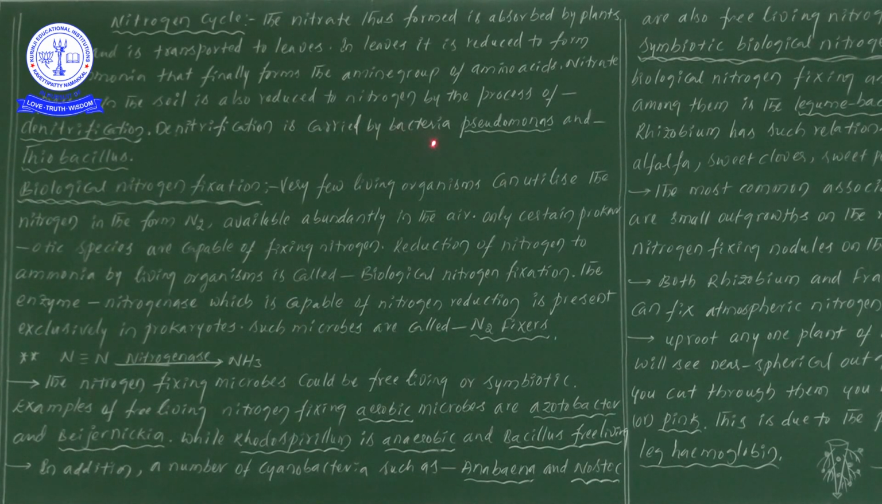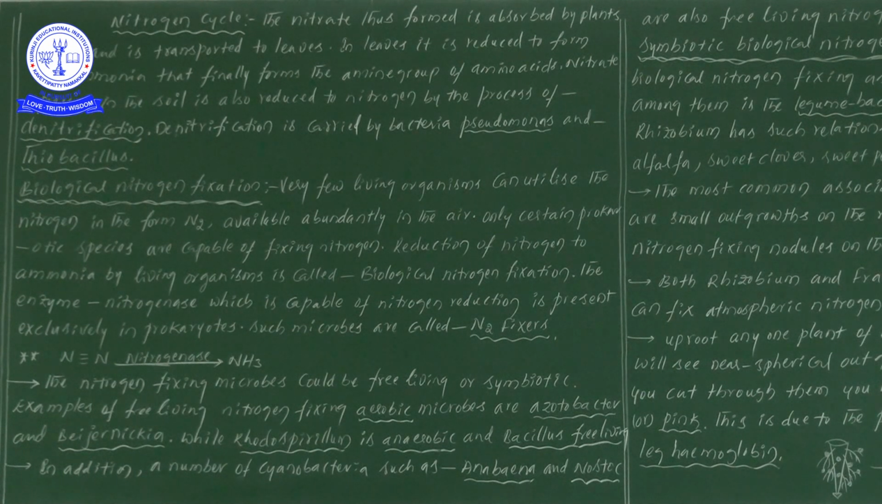Denitrification is carried out by Pseudomonas and Thiobacillus. What do they do? Generally nitrogen fixing bacteria fix the nitrogen in the soil, but Pseudomonas and Thiobacillus bacteria do the reverse work. From the soil they carry out denitrification processes, and because of these two bacteria, nitrogen is again converted into atmospheric nitrogen.